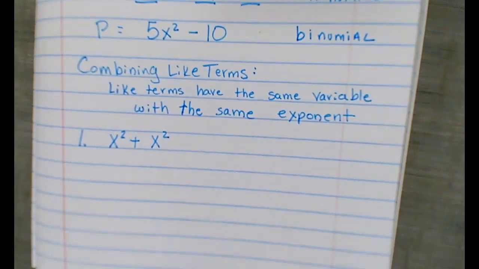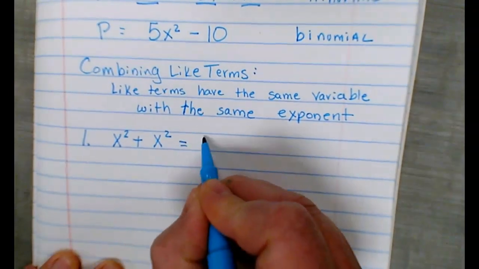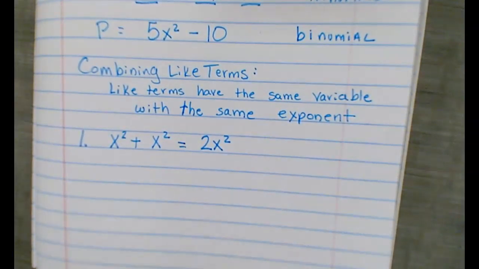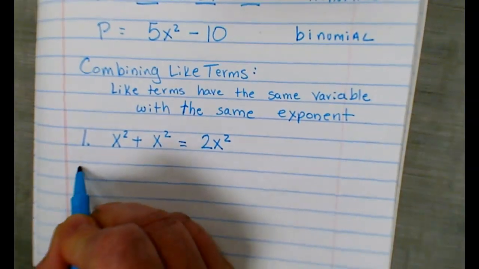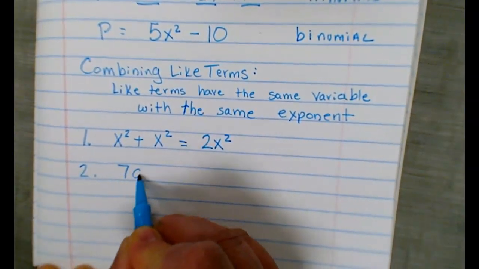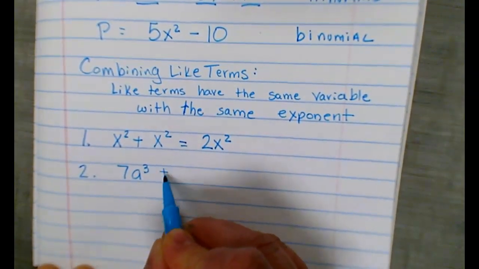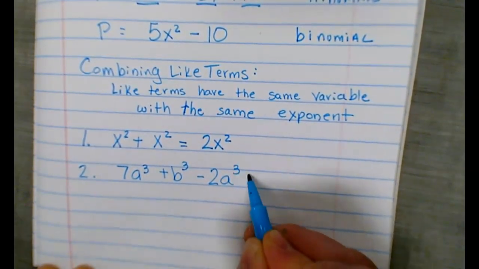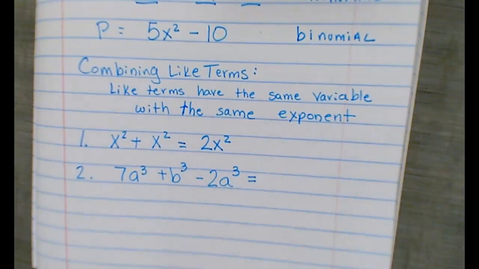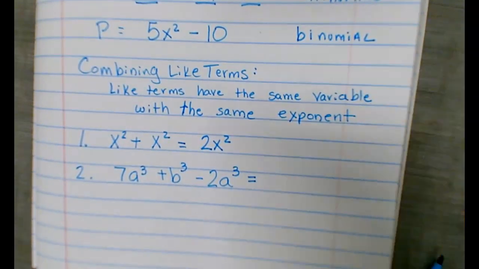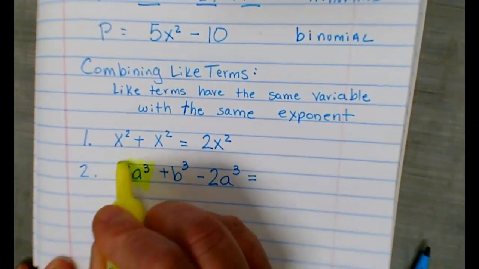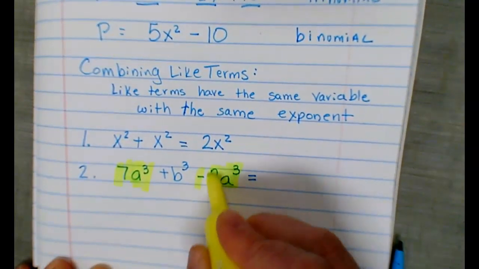So if I have an x squared plus another x squared, that makes 2x squared. The variable stays the same, the exponent stays the same. If I have 7a to the third power plus b to the third power minus 2a to the third power, I'm looking for the same letter with the same exponent. If you have a highlighter, that helps you sometimes find the ones that go together.